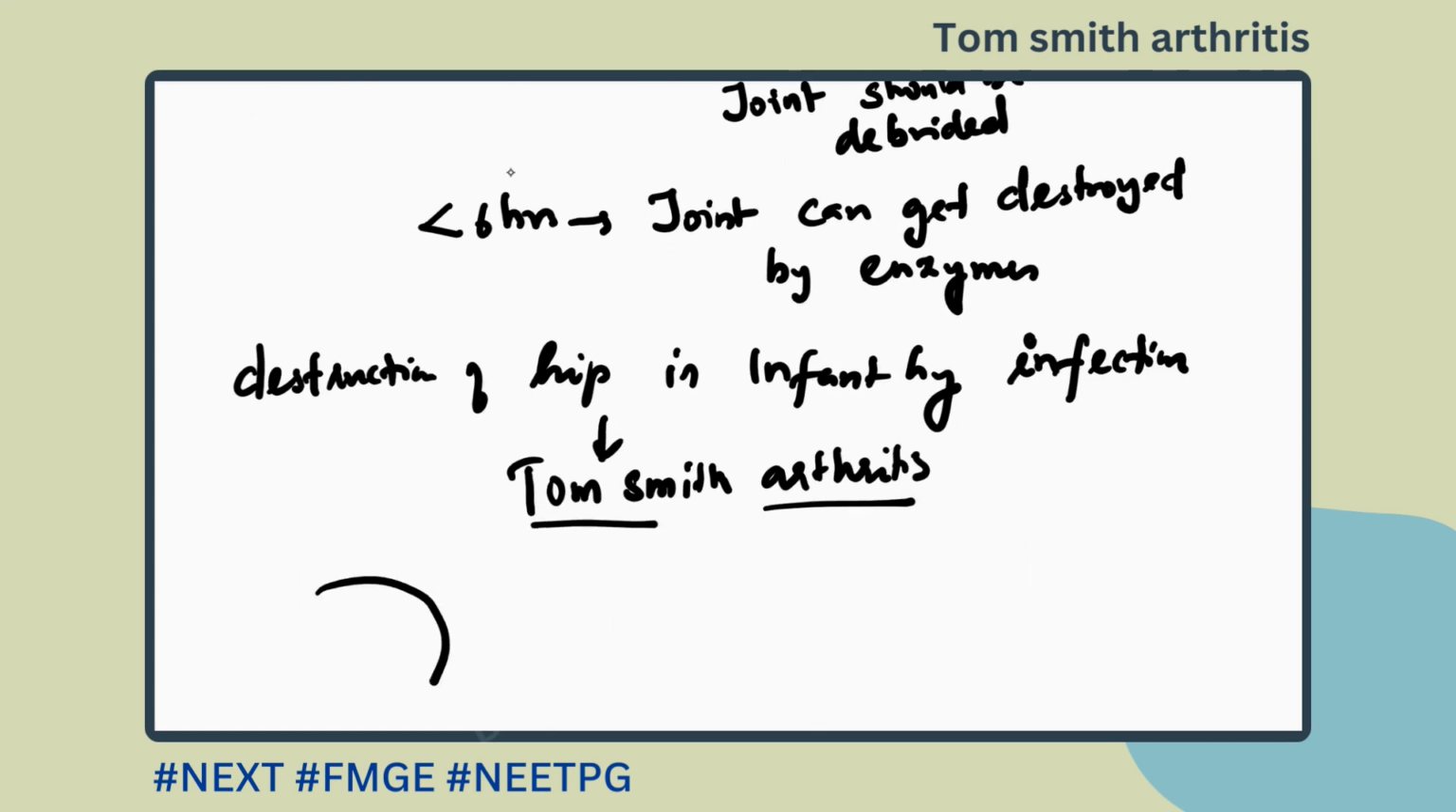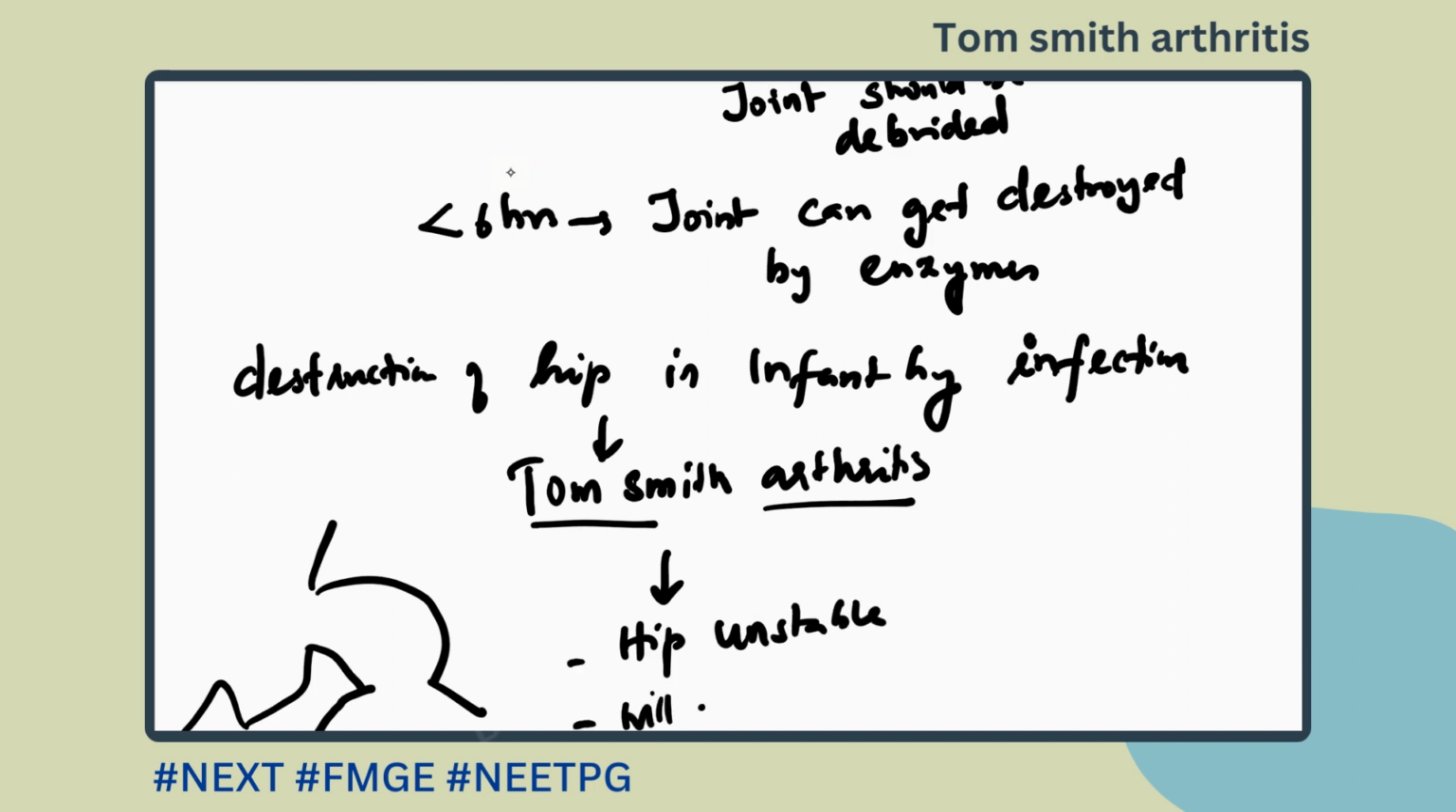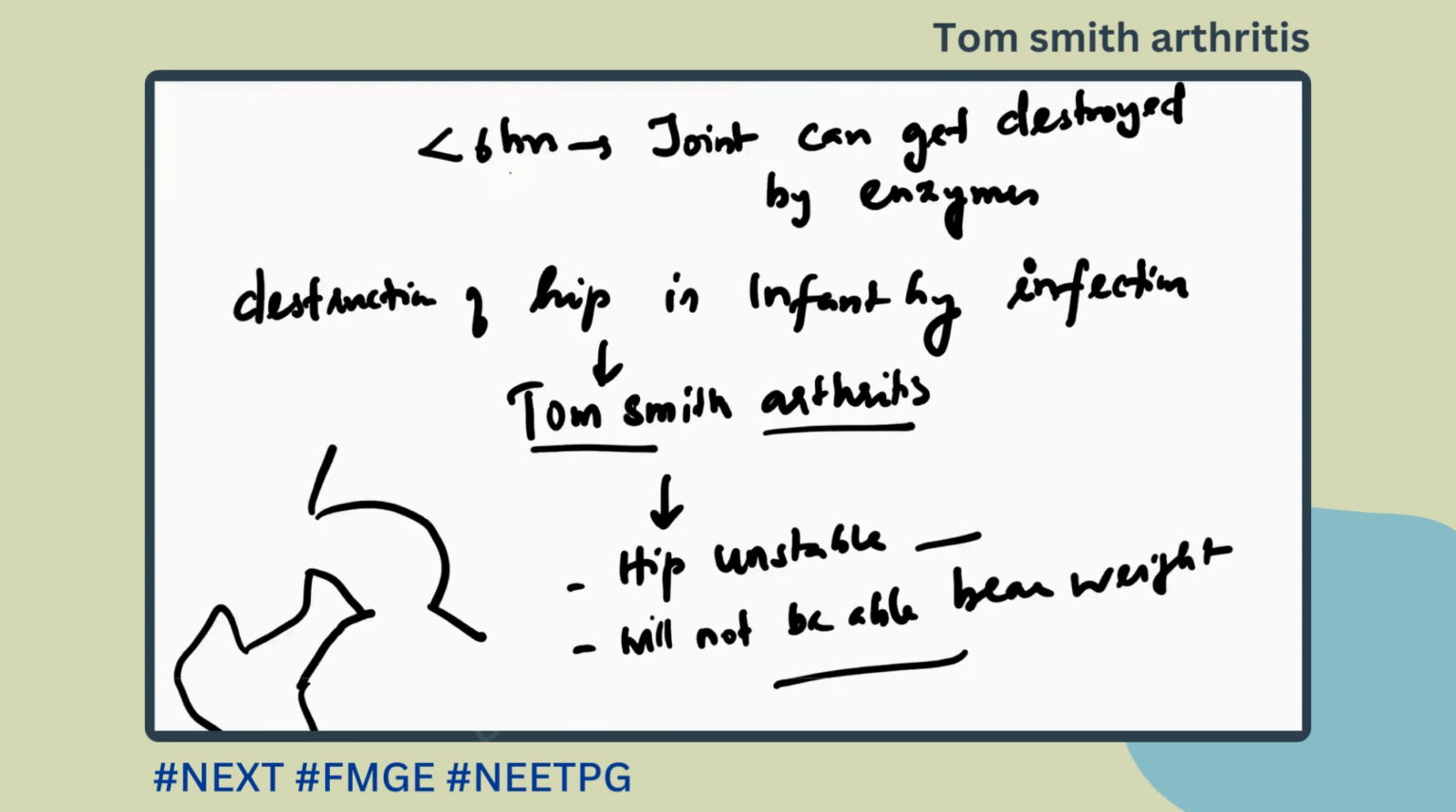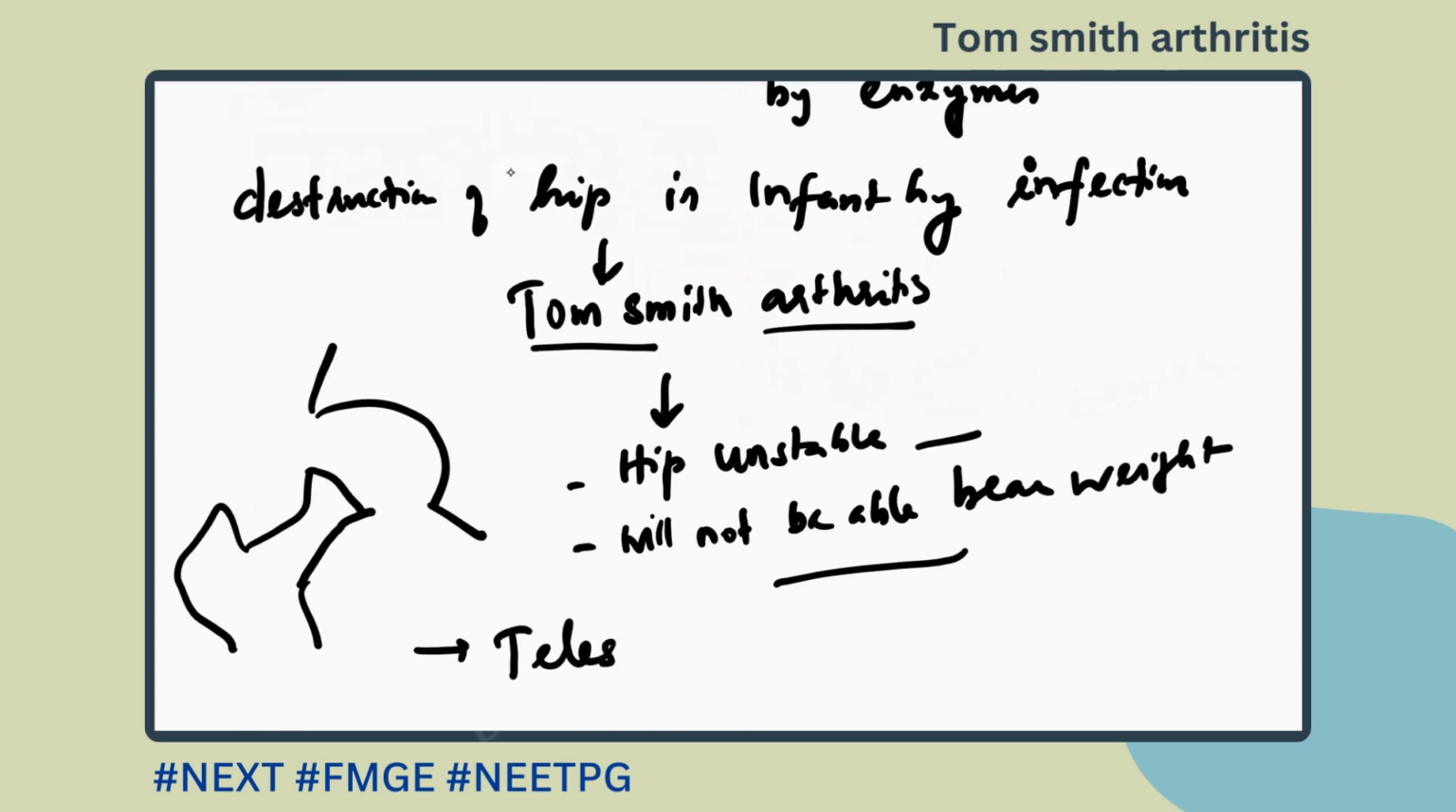Just imagine, this is the acetabulum and this is the head of the femur in the child. And if the head is destroyed rapidly like this, now what happens to the hip joint? It will be stable or it will be unstable? It will be unstable. The hip will become unstable. The child will not be able to bear weight on the side. In this condition, telescopy test will be positive. And the range of movements will be increased. It is not restricted, but it will be increased.